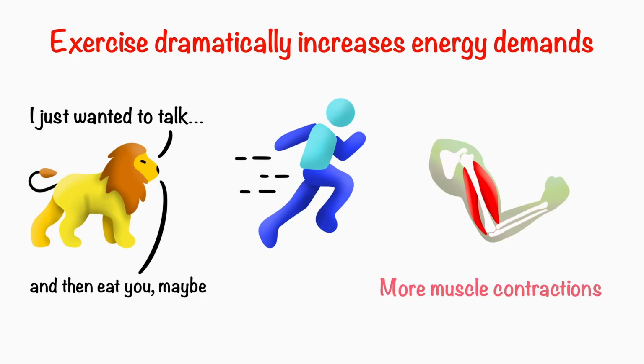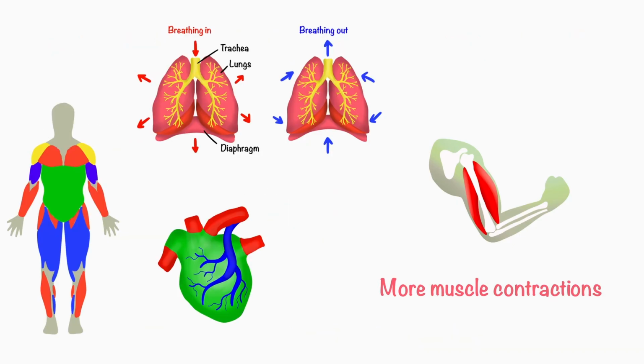When you exercise, your muscles need more energy from respiration to contract more frequently than normal. This increased need for energy means your cells need more oxygen and must remove carbon dioxide more quickly. To meet this demand, several things happen in your body. Your breathing rate and breath volume increase.